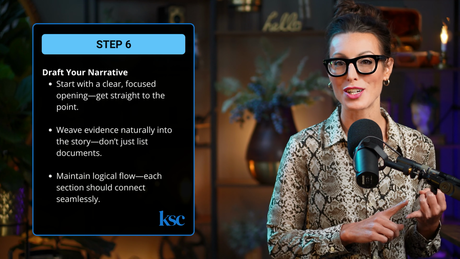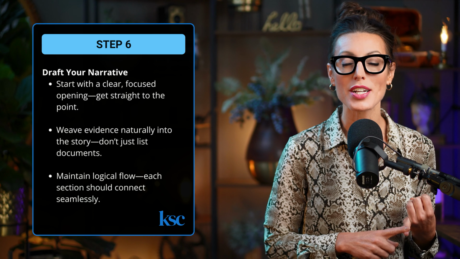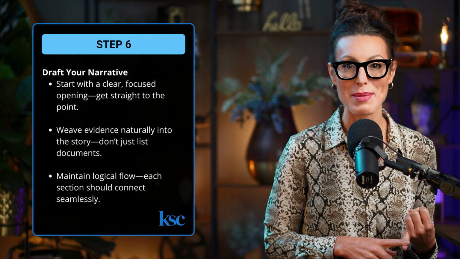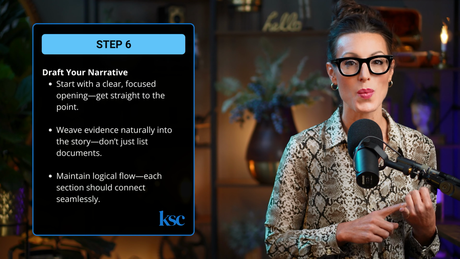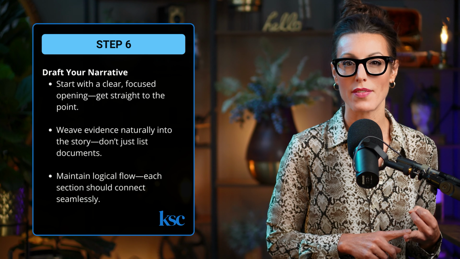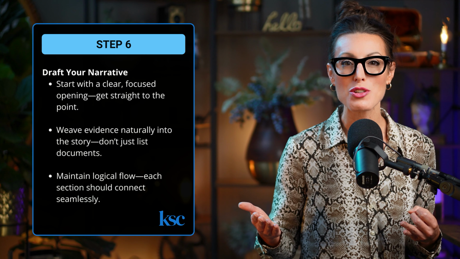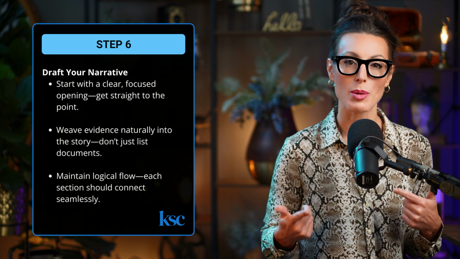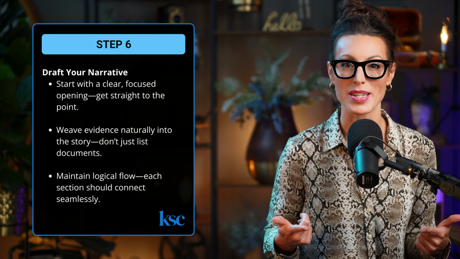First off, start strong and stay focused. Lead each section with a clear, concise point. Don't bury the main idea in unnecessary details. Get straight to what was done, why it mattered, and how it aligns with your SOE. Also, weave your evidence into the story. Don't just list supporting documents at the end. Make sure that you really integrate them naturally into the writing. Again, I think the blog post will be a really great resource here to give you a visual and a better idea of how to do this.